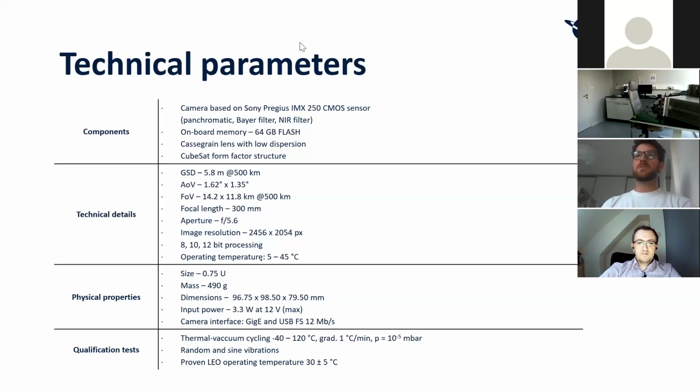From the physical properties, it is worth underlining the camera interfaces: there is gigabit Ethernet and USB, 12 megabits per second. And the input power is 3.3 watts at 12 volts, that's the maximum. All the qualification tests have been done, and an in-orbit demo as well. So let's get to the next slide, please.